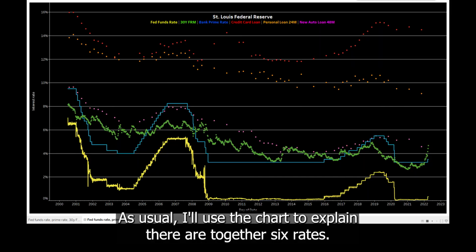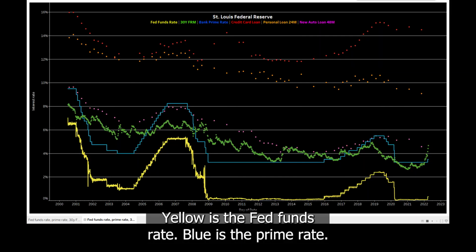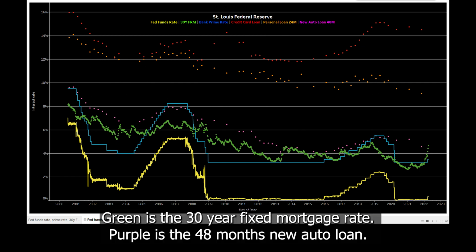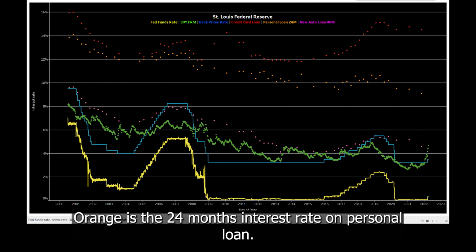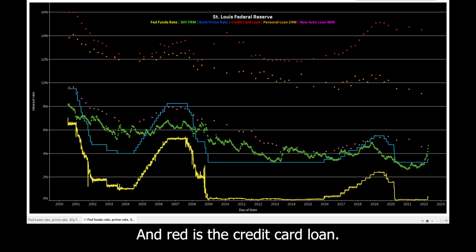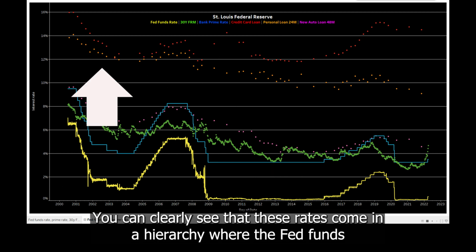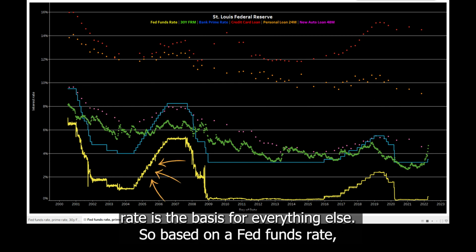There are together 6 rates. Yellow is the Fed funds rate, blue is the prime rate, green is the 30-year fixed mortgage rate, purple is the 48 months new auto loan, orange is the 24 months interest rate on personal loan, and red is the credit card loan. You can clearly see that these rates come in a hierarchy where the Fed funds rate is the basis for everything else.